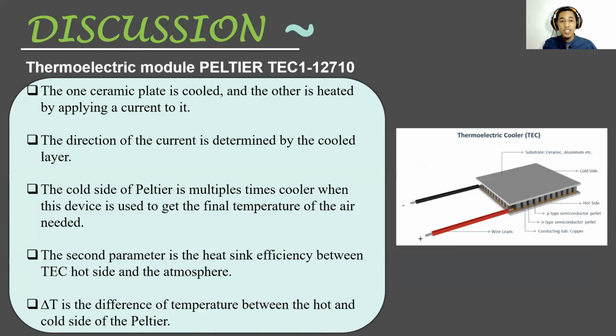Okay, next for the discussion of the thermoelectric module Peltier that I chose. One ceramic plate is cooled and the other is heated by applying a current to it. Secondly, the direction of the current determines the cool layer. Secondly, the cold side of the Peltier is multiple times cooler, and this device is used to get the final temperature of the air needed. The second parameter is the heatsink efficiency between the Peltier hot side and the atmosphere. And lastly, delta T is the difference of temperature between the hot and cold side of the Peltier.